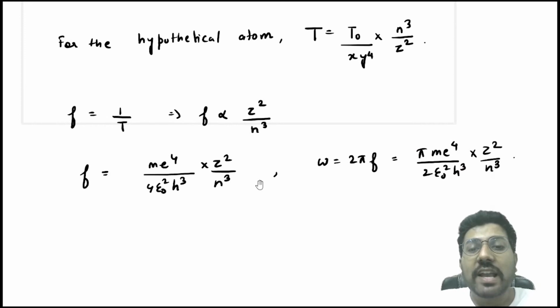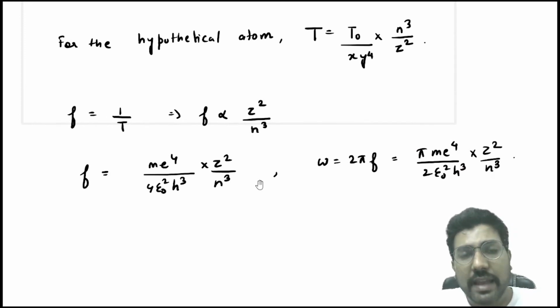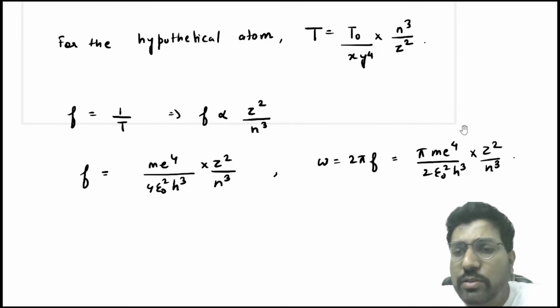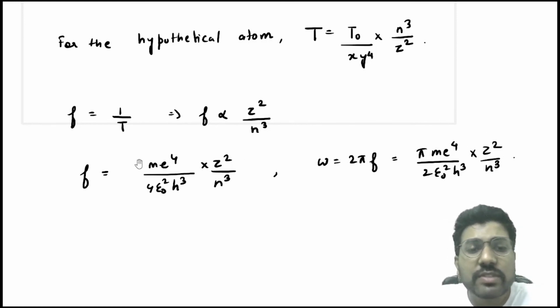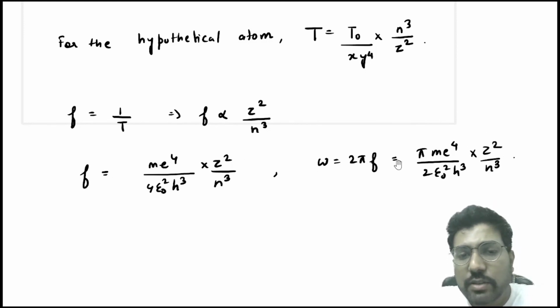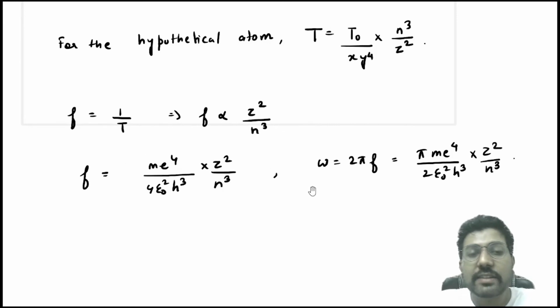Then there is omega. Omega is 2 pi f, angular frequency. So sometimes they can ask you angular frequency. Angular frequency is also proportional to z square by n cube. You just have to multiply it with 2 pi. So when you multiply this with 2 pi, you will get m e power 4 by 2 epsilon naught square h cube into pi into z square by n cube.